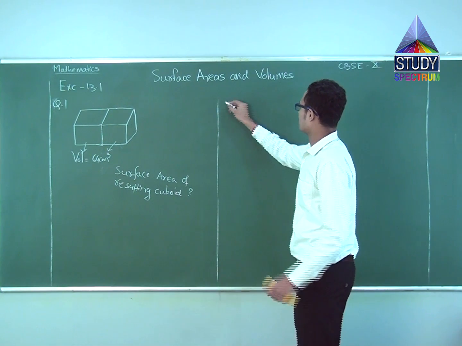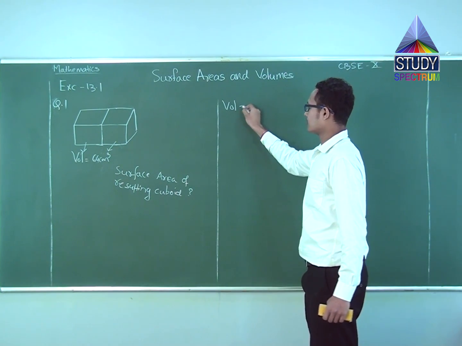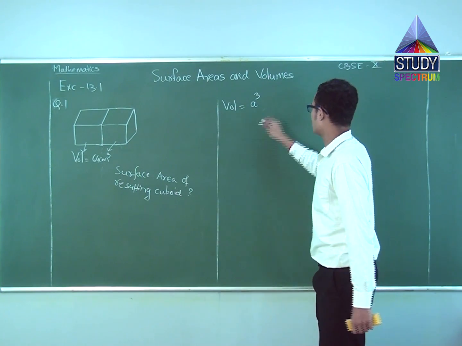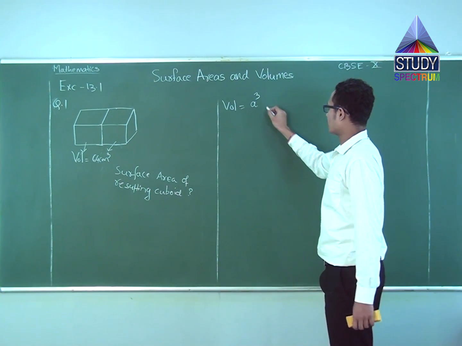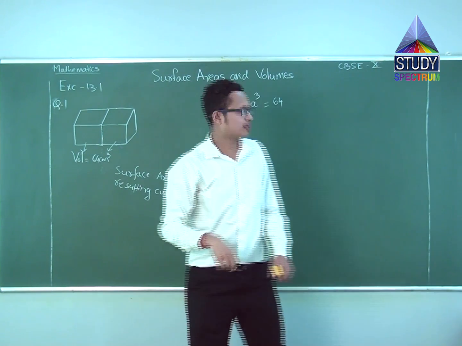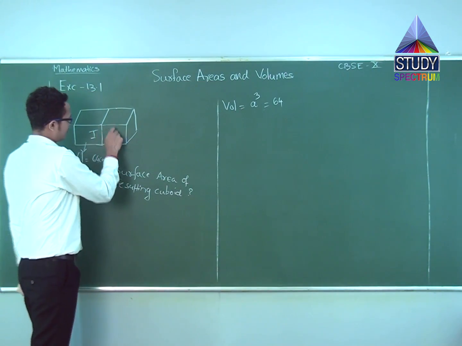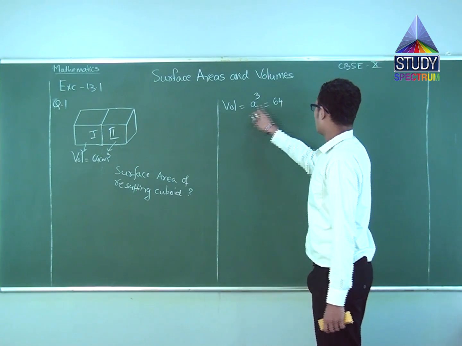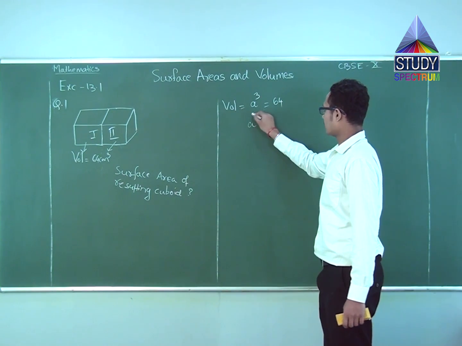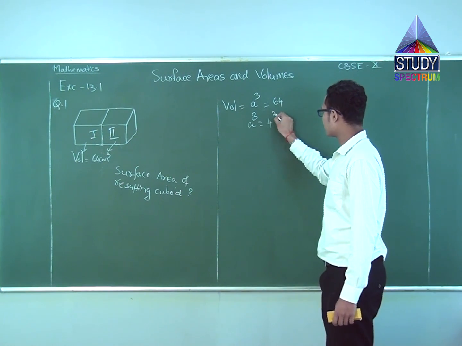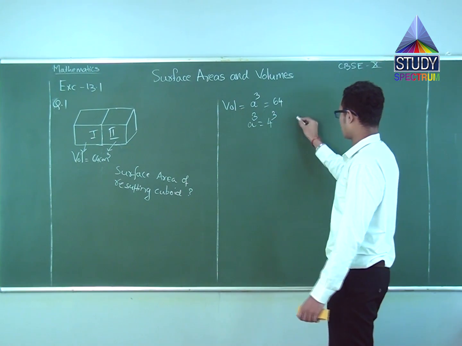I know that the volume of a cube is given by a cube. If I indicate a as the length of the edge, a cube is given as 64, be it the first cube or the second cube. So a cube is equal to 64, or a cube is also equal to 4 cube. If you ask how, this is how.